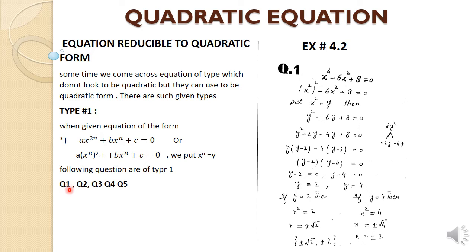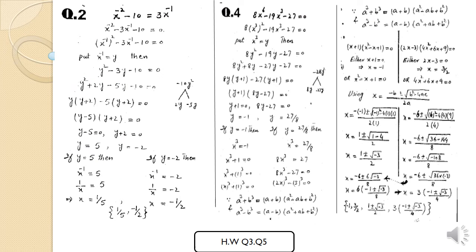And similarly, students, you can solve questions number 1, 2, 3, 4, 5. Now students, question number 2 is also type 1. x^-2 minus 10 equals 3x^-1. First we shift 3x^-1 onto the left-hand side, then it becomes negative, and minus 10 equals 0.